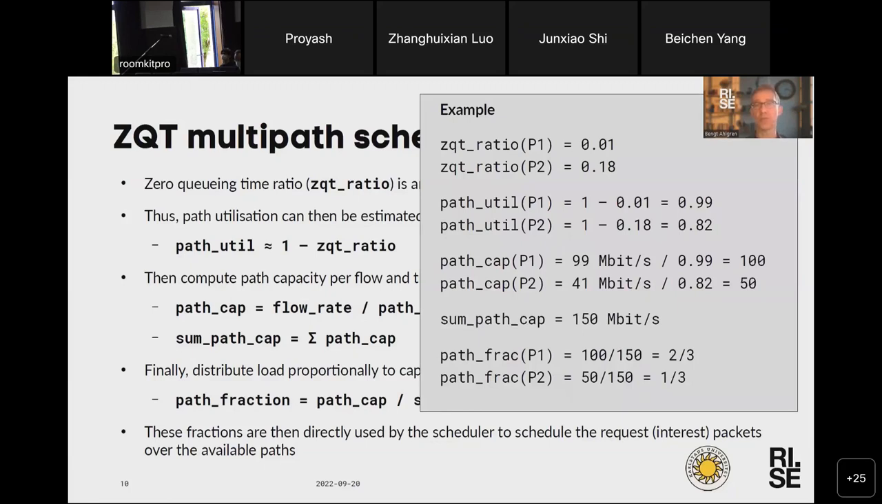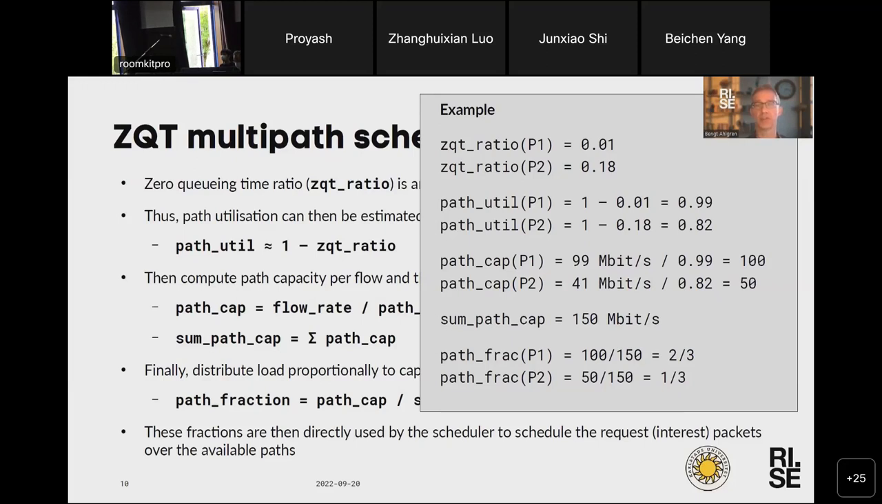We assume that we have two paths, P1 and P2. We estimate the ZQT ratio on path 1 as 0.01, and we estimate the ZQT ratio on path 2 as 0.18. Then we estimate the path utilization as 1 minus these, and end up with 0.99 utilization on path 1 and 0.82 on P2. The path capacities then become, we also assume that we monitor the flow rates on the paths at 99 megabits per second and 41 megabits per second respectively, and then we divide by the estimated path utilization, and we get 100 and 50 megabits per second respectively, and the total path capacity then is 150 megabits per second.